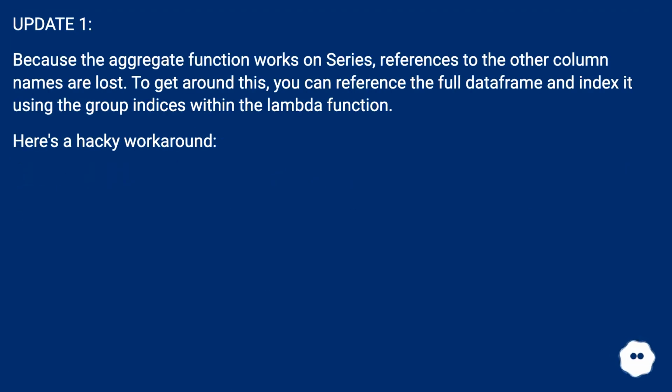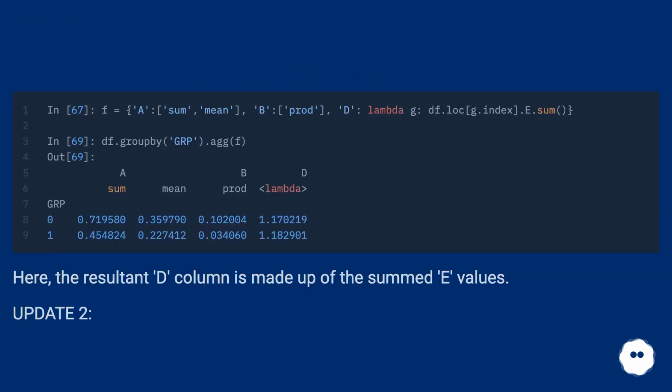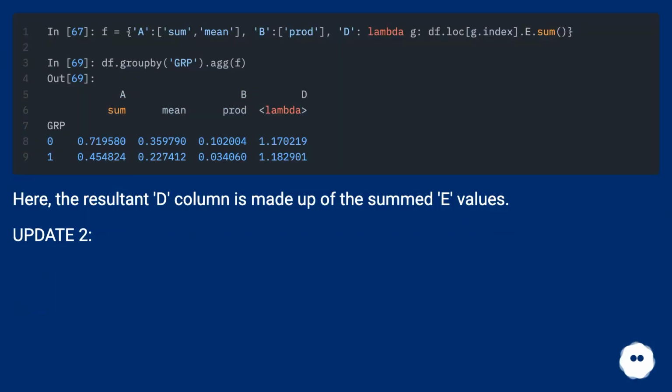Update 1. Because the aggregate function works on Series, references to the other column names are lost. To get around this, you can reference the full DataFrame and index it using the group indices within the lambda function. Here's a hacky workaround. Here, the resultant column is made up of the summed E values. Update 2.